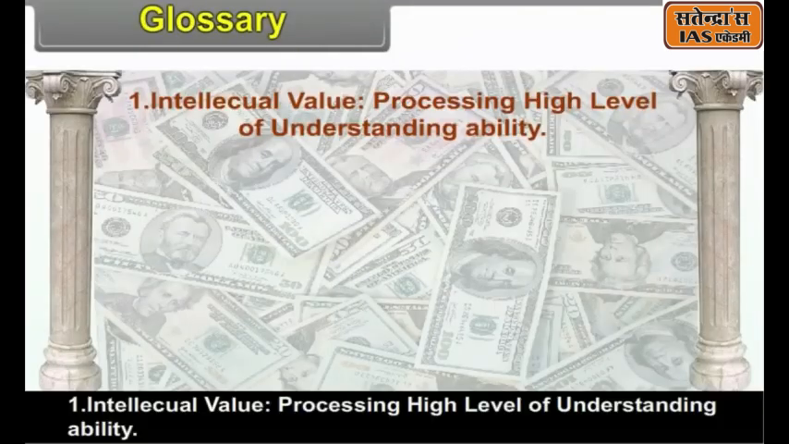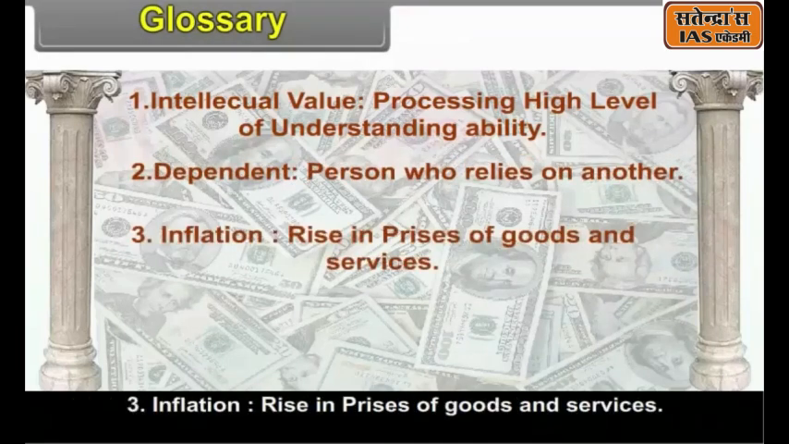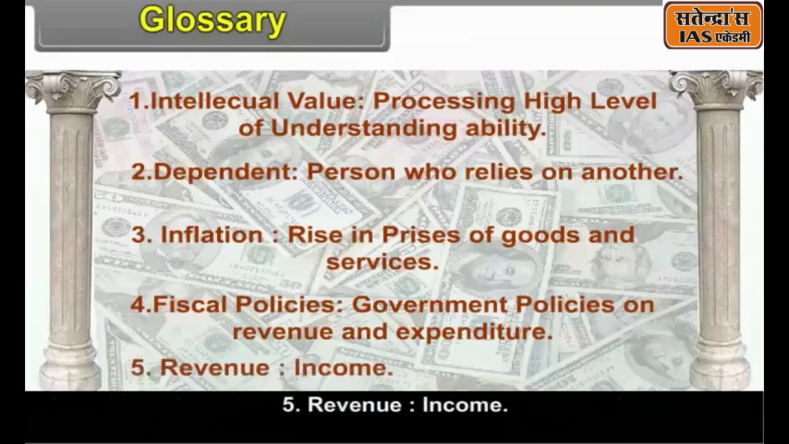Glossary. Intellectual value: possessing high level of understanding, ability. Dependent: person who relies on another. Inflation: rise in prices of goods and services. Fiscal policies: government policies on revenue and expenditure. Revenue: income.